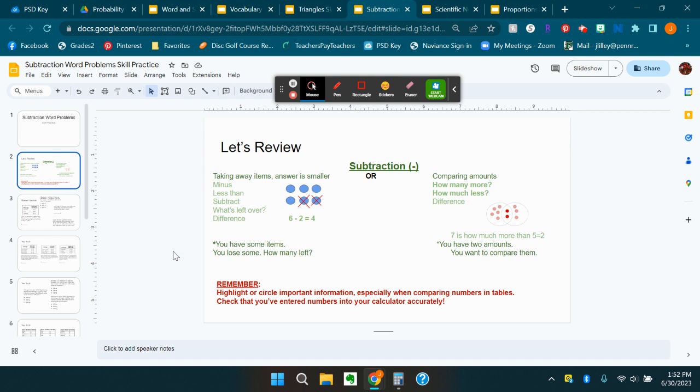Keywords that you'll look for there would be minus, less than, subtract, what's left over, difference. Basically, you have some items, you lose some items, and you want to know how many is left over.